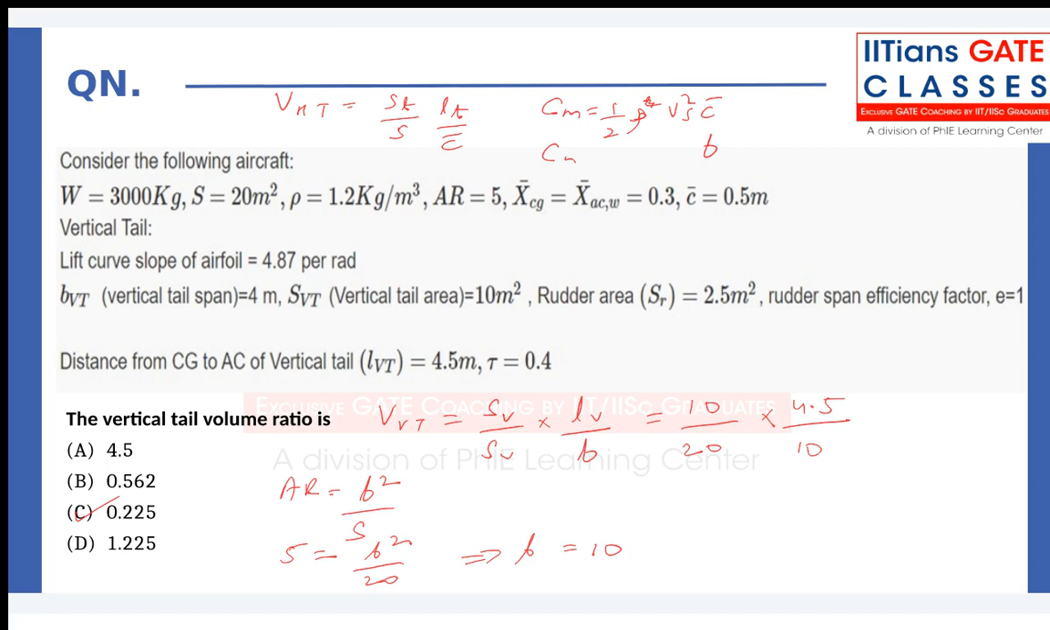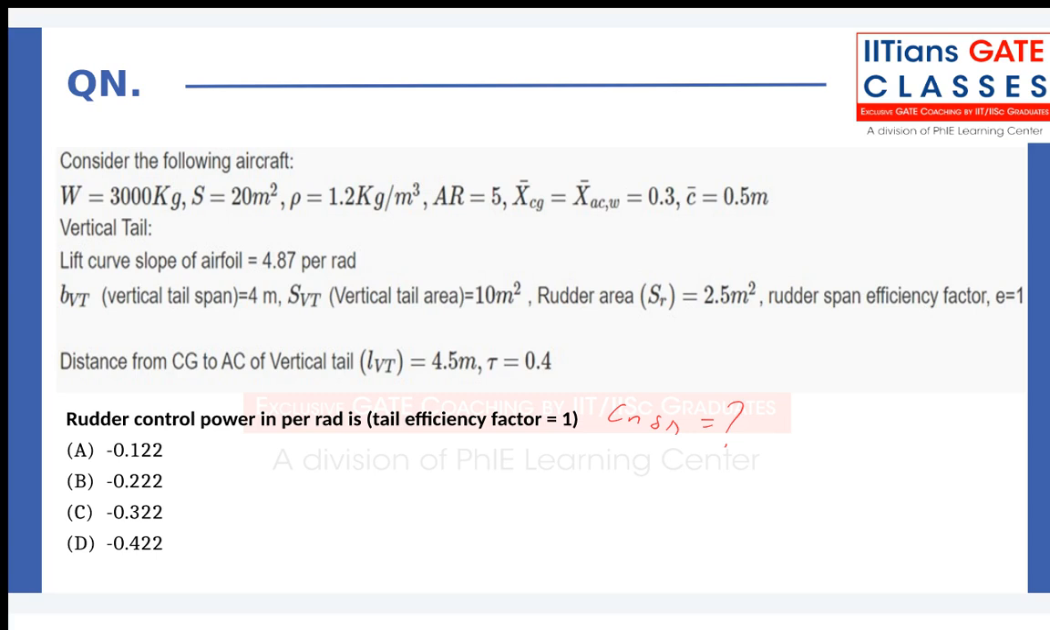Alright. Okay, yeah, so your Cn delta R, what was the equation? Okay, let me just write down the equation. Cn delta R is eta V, vertical tail volume ratio, Cy beta, and tau. So Alvin has gotten B. What about the others? Try doing it.